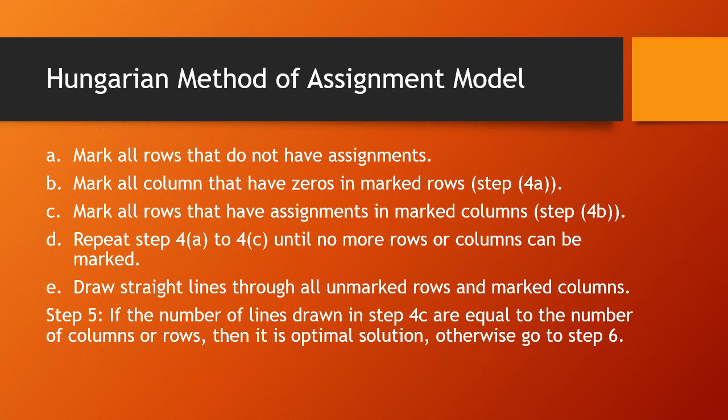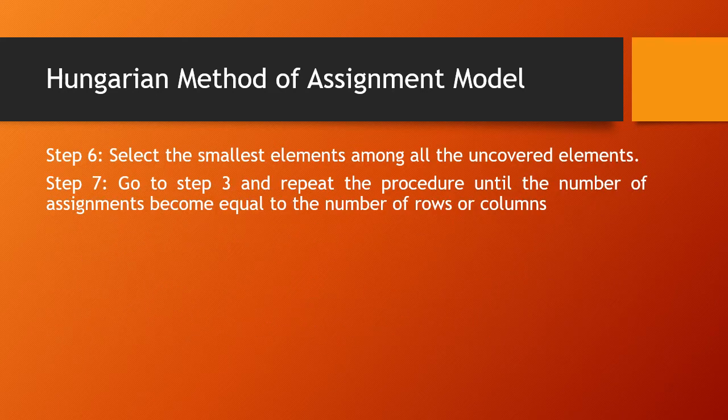Let's look at step 5. If the number of lines drawn in step 4 is equal to the number of columns or rows, then it is the optimal solution. Otherwise, go to step 6. Let's look at our step 6. Step 6 says, select the smallest element among all the uncovered elements. Then step 7, go to step 3 and repeat the procedure until the number of assignments becomes equal to the number of rows or columns.